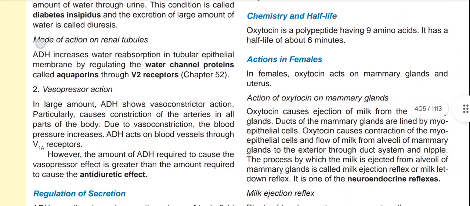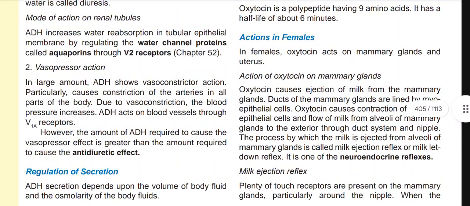Then vasopressor action. In large amount, ADH shows vasoconstrictor action, particularly causes constriction of the arteries in all parts of the body. Due to vasoconstriction, the blood pressure increases. ADH acts on blood vessel through V1A receptor. However, the amount of ADH required to cause the vasopressor effect is greater than the amount required to cause antidiuretic effect.